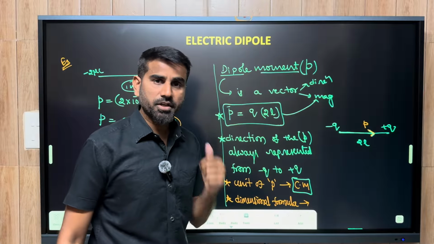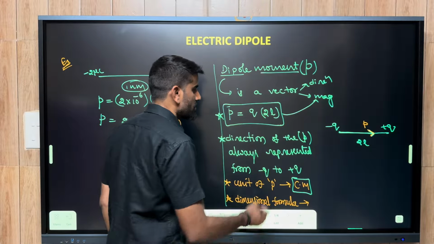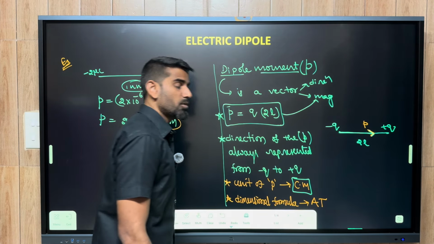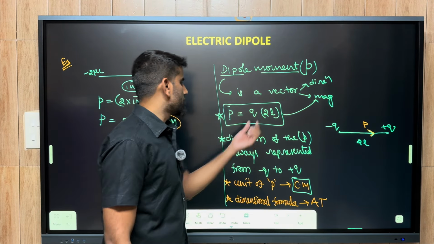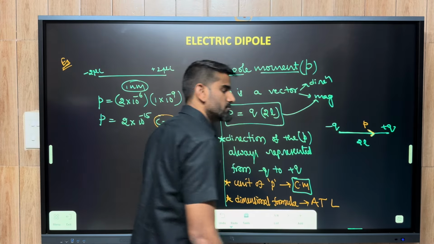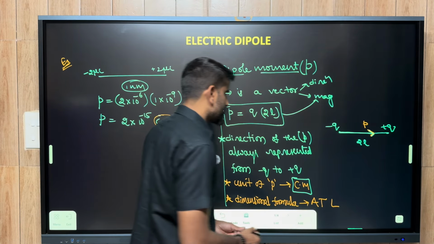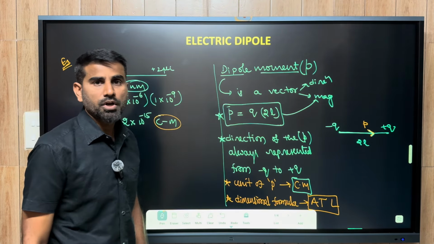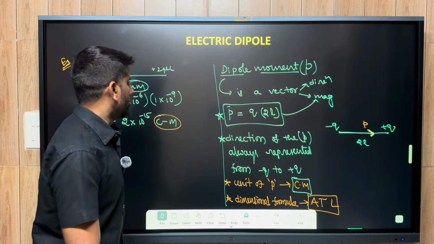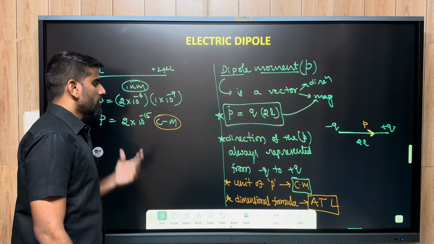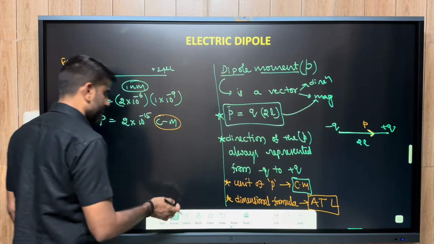I is a fundamental quantity. T is also a fundamental quantity. So the dimensional formula of Q is AT. And the dimensional formula of 2L is length, it's nothing but L. ATL is the dimensional formula of dipole moment, right? Now once we are done with this example, let's move on to the next example.